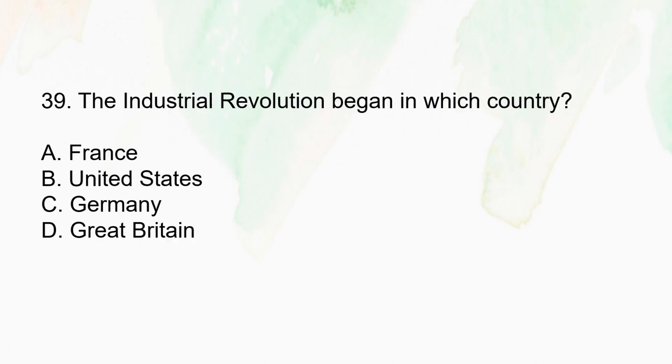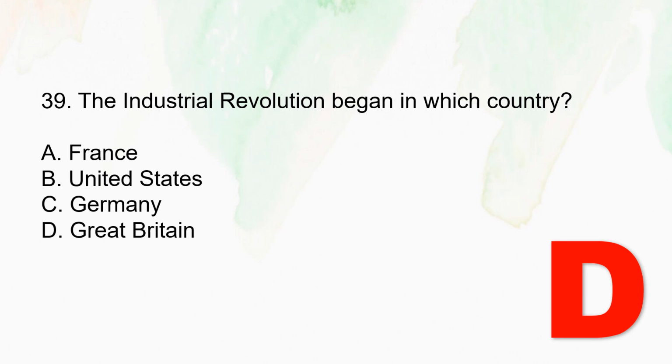39. The Industrial Revolution began in which country? Letter A, France. Letter B, United States. Letter C, Germany. Or letter D, Great Britain. The best answer is Great Britain. This is very easy. The Industrial Revolution started in Great Britain in the late 18th century due to its abundance of coal, advanced technology, and economic policies.